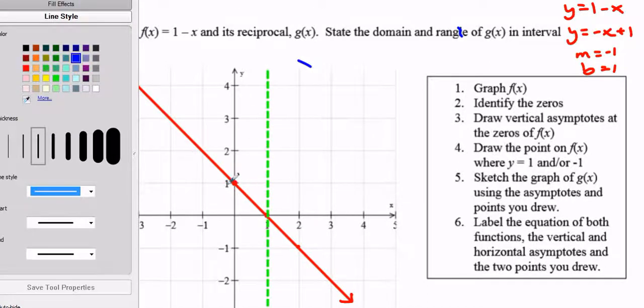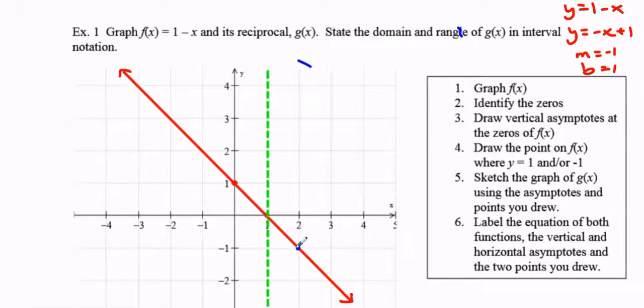So I'm going to have a blue graph here. So I go to y equals 1, y equals -1. I see y equals -1. This is a point here on my original at y equals -1, and here. So these are points. These points where the y value equals -1 and where the y value equals 1 are points on both the reciprocal function and the original function.